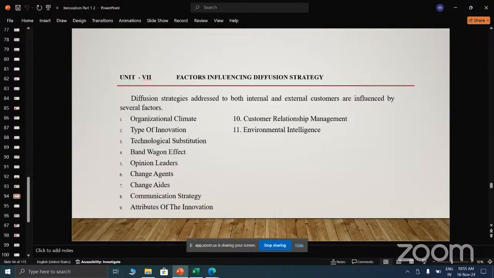Then the change agents, change aids, communication strategy, followed by attributes of the innovation, the CRM, that is customer relationship management, and environmental intelligence. Just go through the definitions of these. One or two may be asked in the exam. Apart from that, you should understand which are internally affecting and which are externally affecting or influencing.